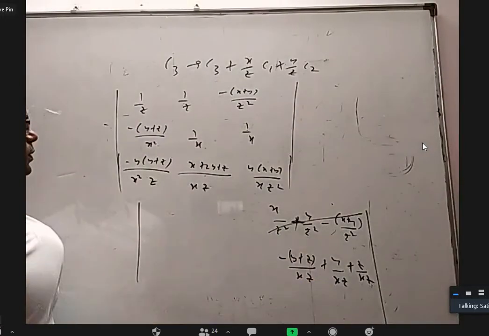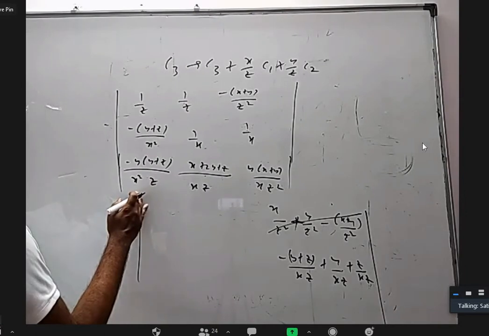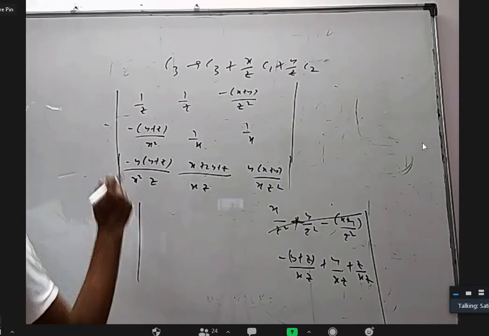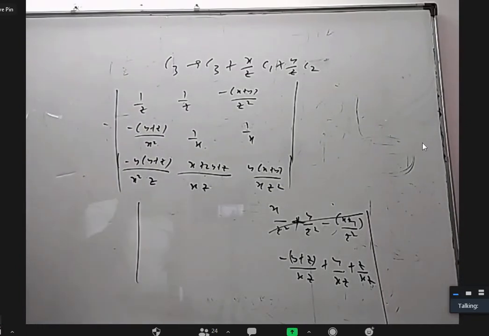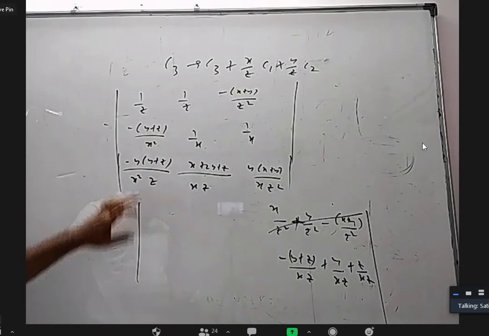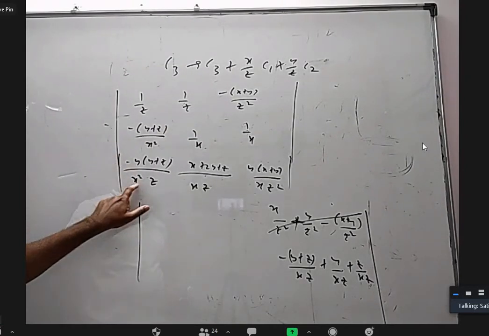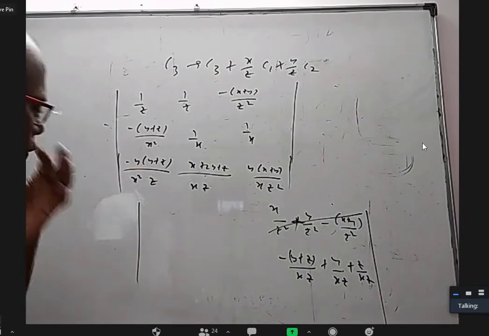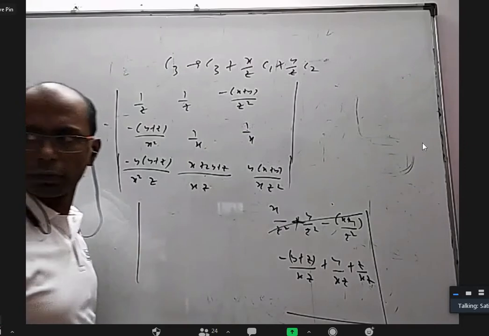Next, what will happen to this? This as it is, I have to multiply this with x. Then one x will cancel. Multiply this with x by z. Then I'll get x square z square. Keep it like that. I'll write by x square z square is visible.